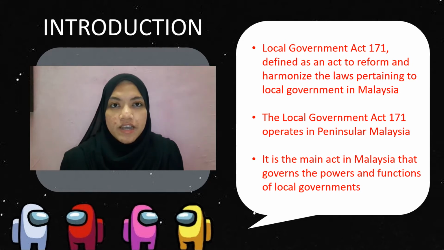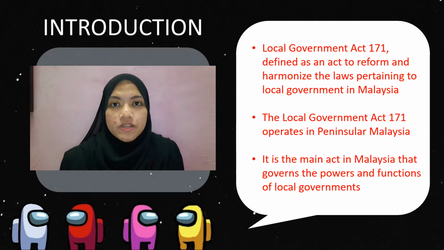The Local Government Act of 1976 is divided into 16 parts and 166 sections. Local Government Act 171 in Peninsular Malaysia is governed by uniform legislation passed by Parliament under Article 76(4) of the Federal Constitution. This is due to the fact that local government elections have not been held since they were terminated in 1965. Local government is an act that was enacted to check and integrate the laws pertaining to local government.